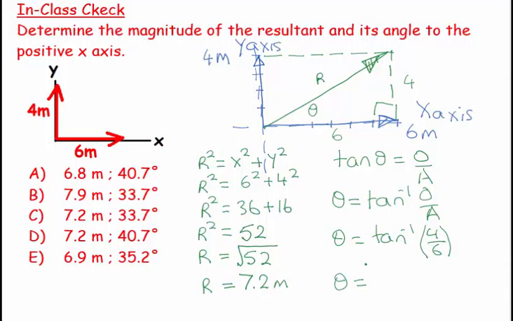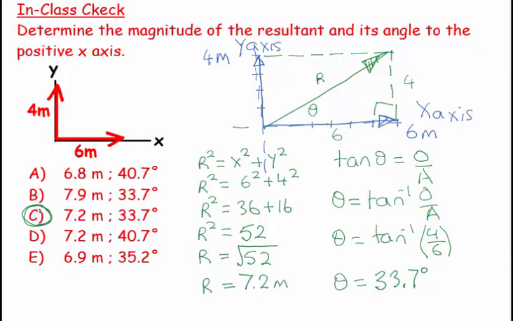So theta is equal to, and again, just looking at my calculator briefly, I'm going to go second tangent, and I'm going to go 4 divided by 6, close my parentheses, and I get 33.69, which is 33.7, which is 33.7 degrees. And so I look to the side, I'm looking for 7.2, but with 33.7 degrees. So there's my choice.